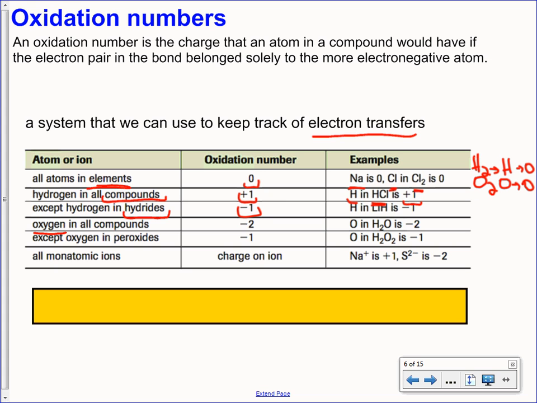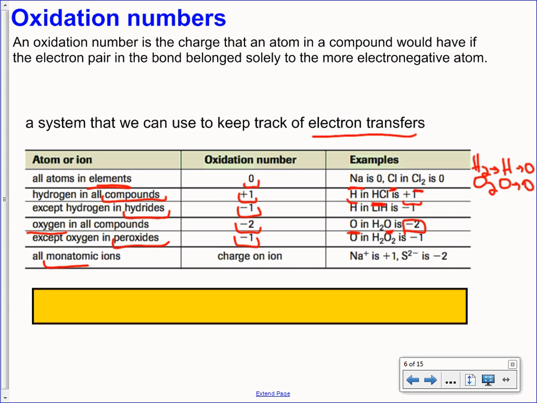Oxygen in all compounds will always have an oxidation number of -2. So, for example, oxygen in water, the oxygen within that compound has an oxidation number of -2. The only exception that occurs is in peroxides, when that oxidation number will be -1.